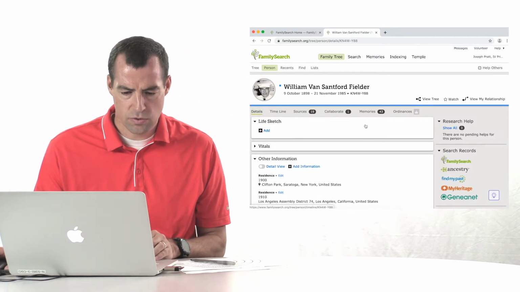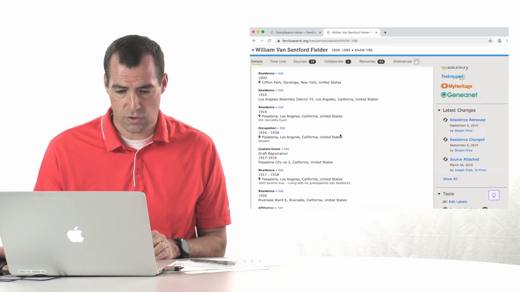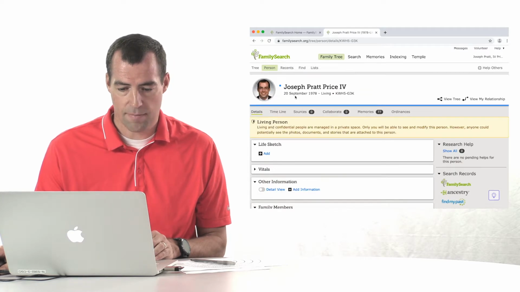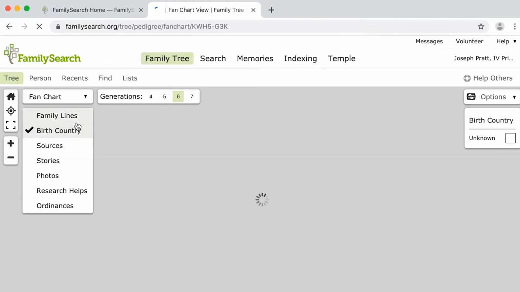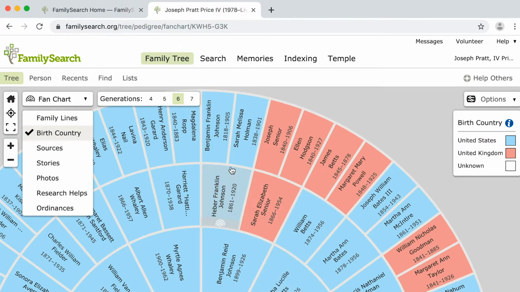Now let me go to my mom's side. I know that her ancestors have been members of the church for a very long time. So I'm going to hit recent and come back to myself. And then I'm going to click tree. And so here's my fan chart on my mom's side. And the reason I know they've been members of the church for a long time is if you look up here, there's Benjamin Franklin Johnson. He was an early member of the church.